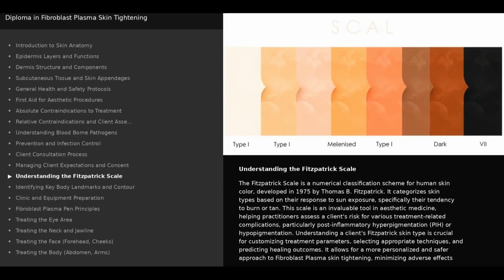Understanding the Fitzpatrick scale. The Fitzpatrick scale is a numerical classification scheme for human skin color, developed in 1975 by Thomas B. Fitzpatrick. It categorizes skin types based on their response to sun exposure, specifically their tendency to burn or tan. This scale is an invaluable tool in aesthetic medicine, helping practitioners assess a client's risk for various treatment-related complications, particularly post-inflammatory hyperpigmentation, PIH, or hypopigmentation.